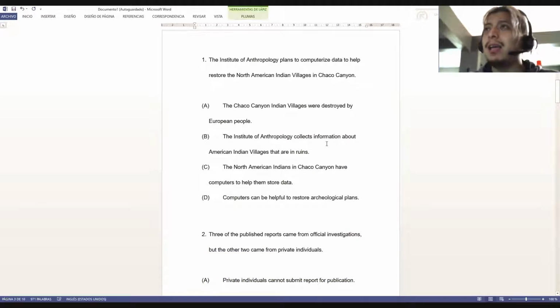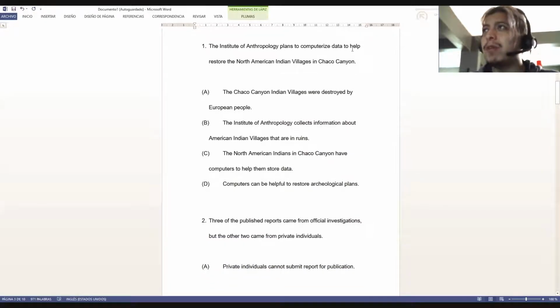It says, the Institute of Anthropology plans to computerize data to help restore the North American Indian villages in Chaco Canyon. Okay, the Chaco Canyon. So let's just check again. What do we have? Subject, the Institute of Anthropology. Remember that you always have subject, auxiliary, verb, and complement. So the first part is always the subject. The Institute of Anthropology, and then you have a verb. The verb is plan.